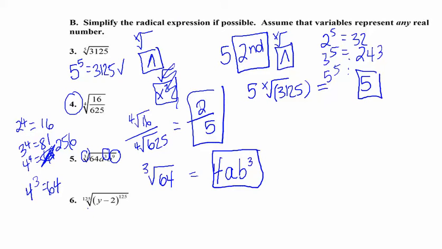On number 6, we learned a property that says if your root matches your exponent, and especially if it's a whole group raised to that, these are inverse operations of each other, and so the expression comes out. So the root cancels that out, and this answer is just y minus 2.